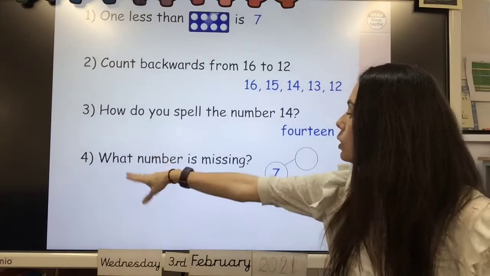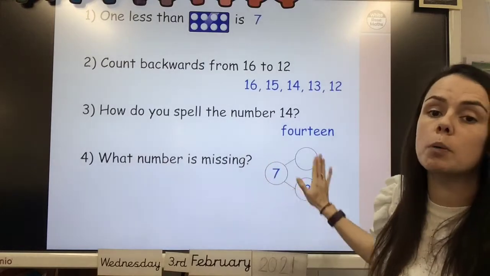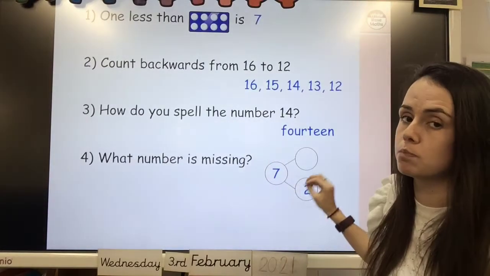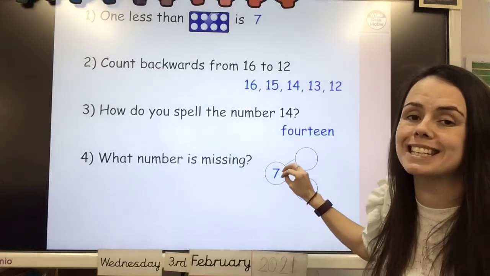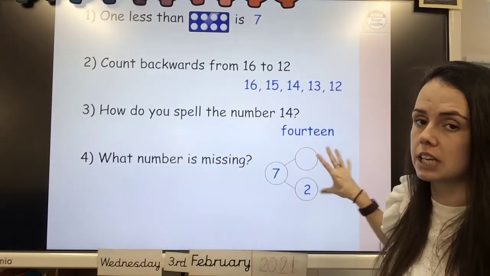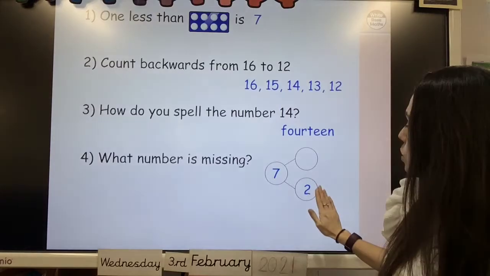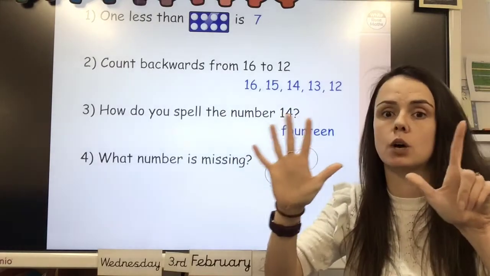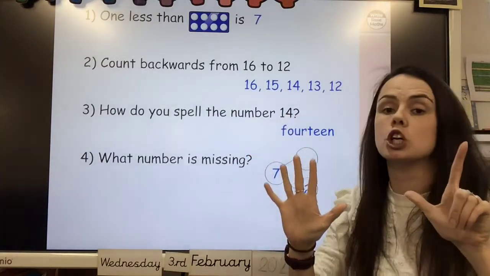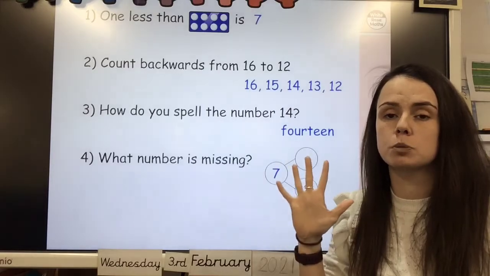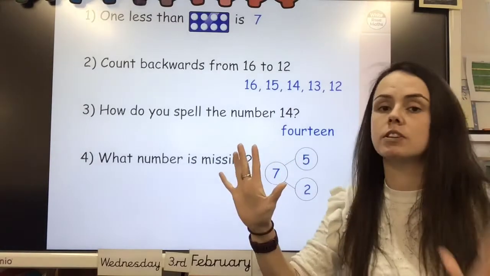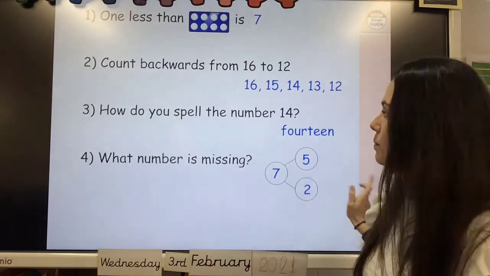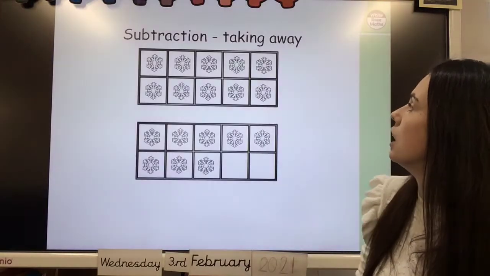Fantastic. Now, what number is missing? So we've got a part-whole model here and it is broken. We've got a bit missing. So our whole number is 7 and we've got 2. How many more do we need? 5. Fantastic. So 5 is here because 5 and 2 make 7. Done. Okay, let's go with this.